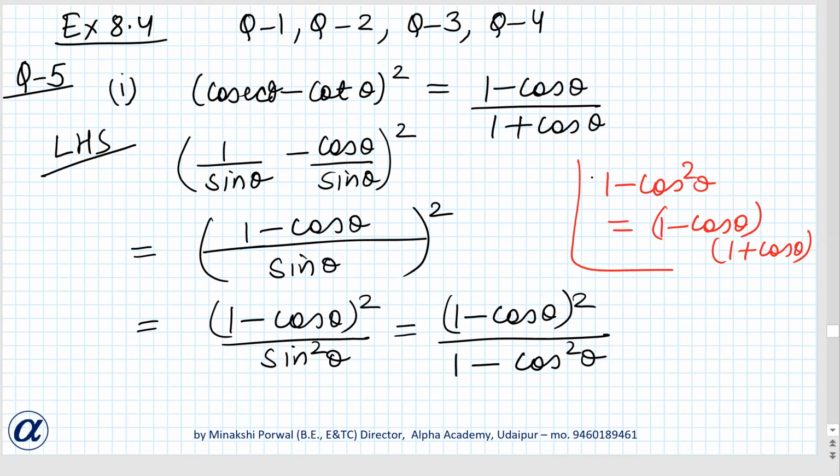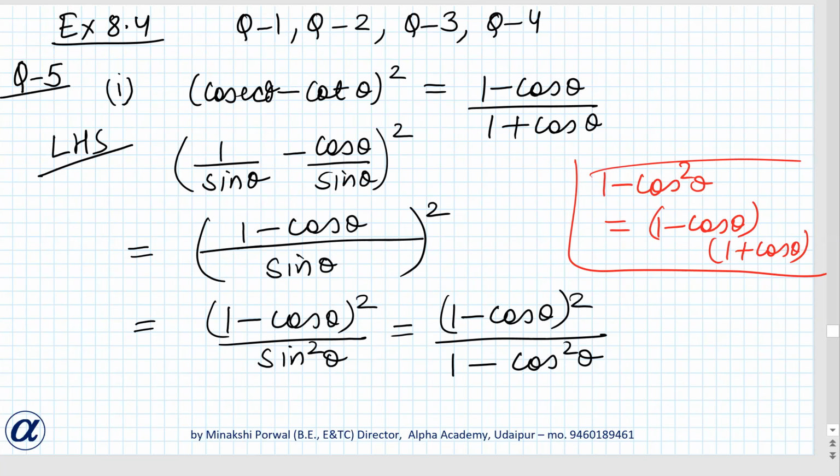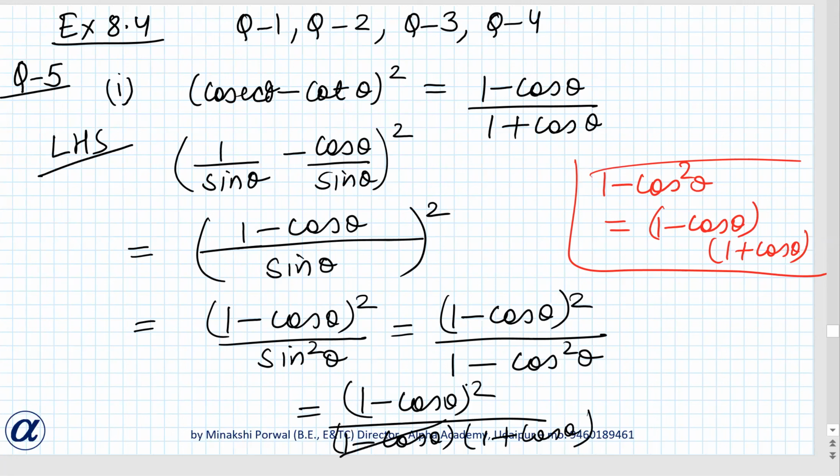Okay, so doing this conversion, this will be 1 minus cos theta the whole square upon 1 minus cos theta times 1 plus cos theta. This and this cancel, so this is 1 minus cos theta upon 1 plus cos theta. That is the RHS, what we wanted. Is it clear? Okay.